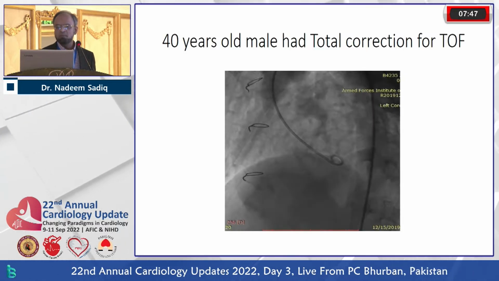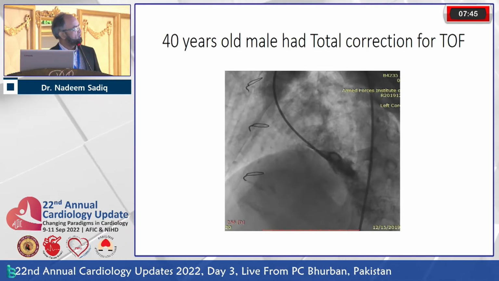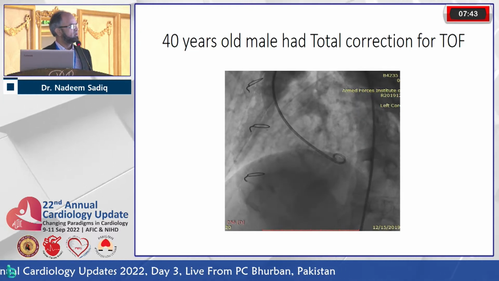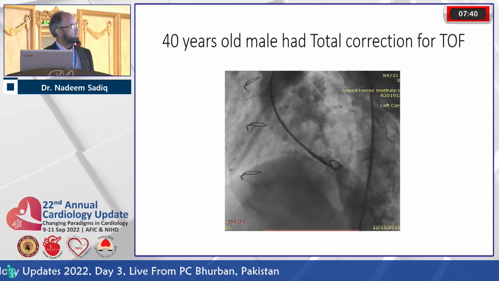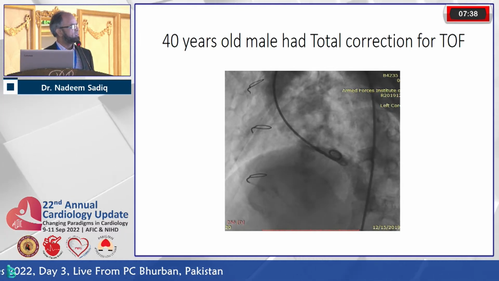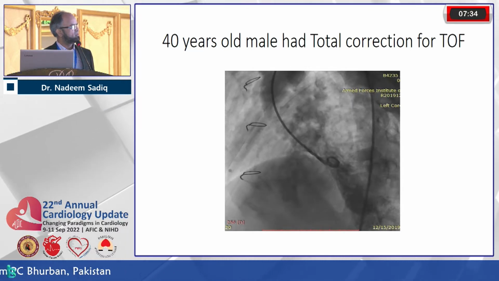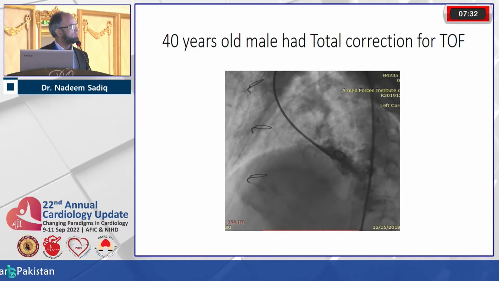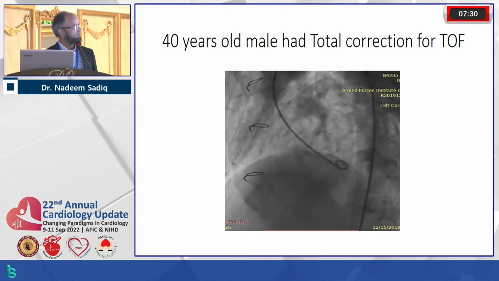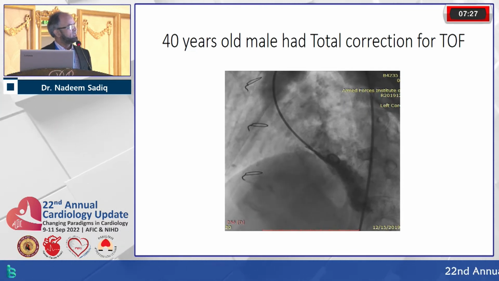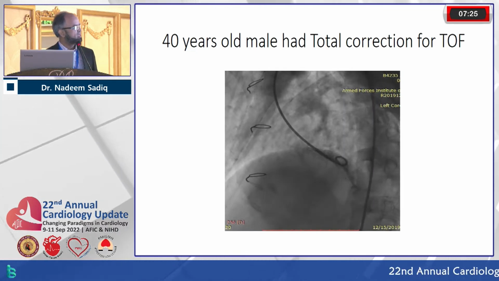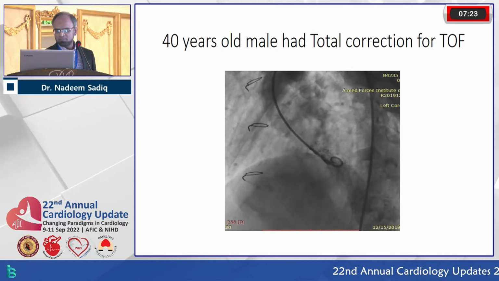My next patient was 40 years old male who had total correction 30 years back, and he presented with shortness of breath with NYHA class 3. And there was a large residual VSD patch leak, and this is the LV angiogram showing a large patch leak.